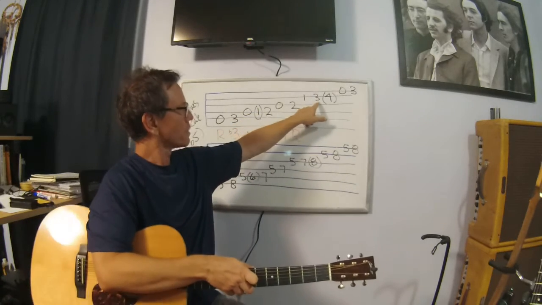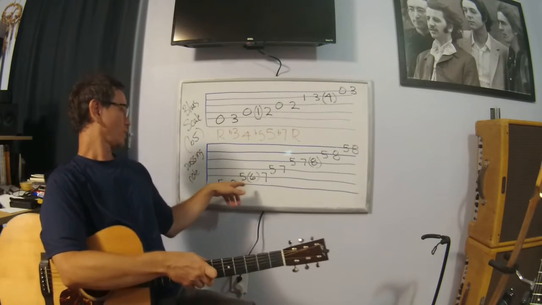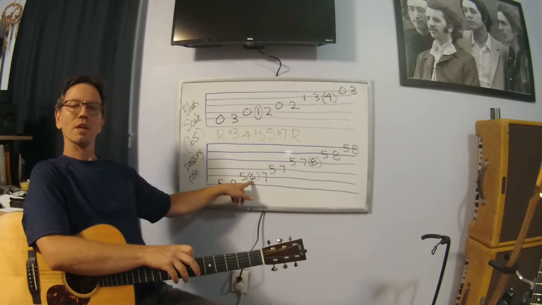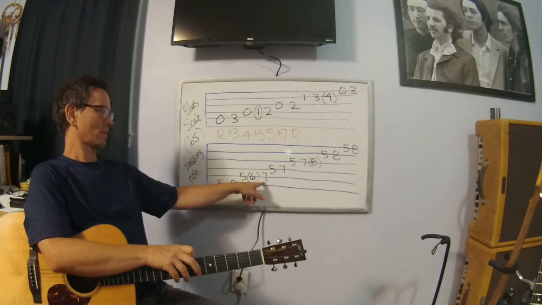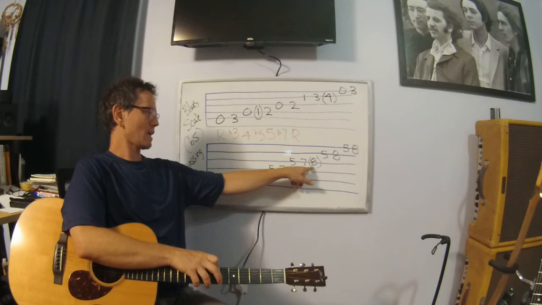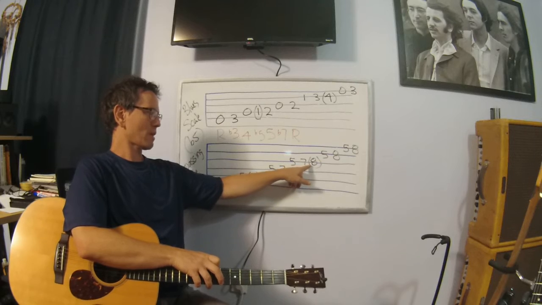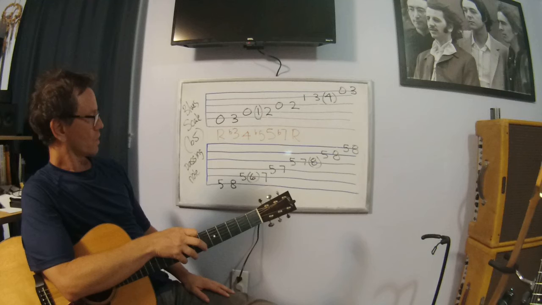Same here, hammer on or slide. You can bend to it. So if you hit the 6 and you just give it a slight bend, you're bending to that 7 note. All right, so same here. You can slide to that 8. You can bend from 7 to 8, so you're just bending a half step, 1 fret.